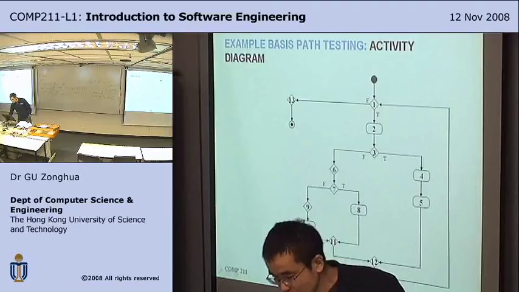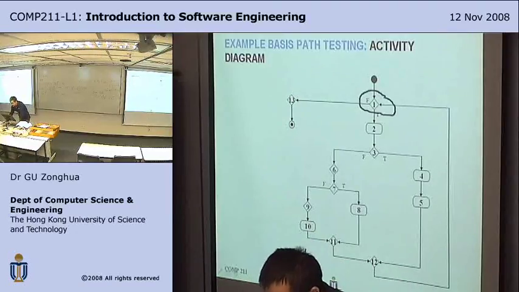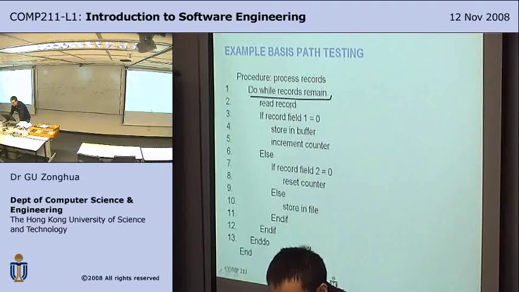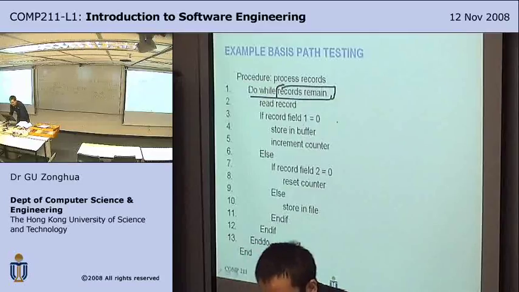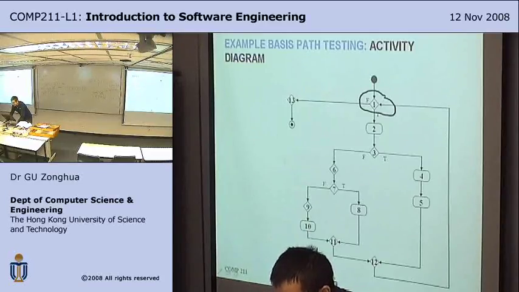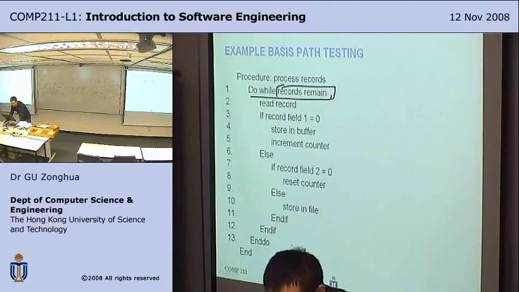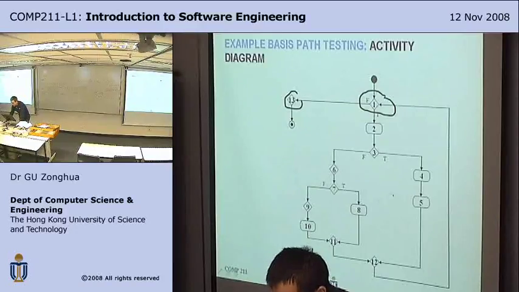Node 1 is the do while. Do while records remain. Essentially it's checking that if this records remain condition is true, then you go into the loop. Otherwise you jump out. So it's doing a condition checking. If it's false, you jump out to 13. Statement 13 is this end do. Otherwise you jump in and execute 2.